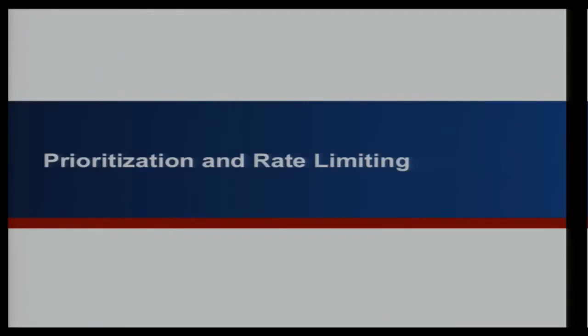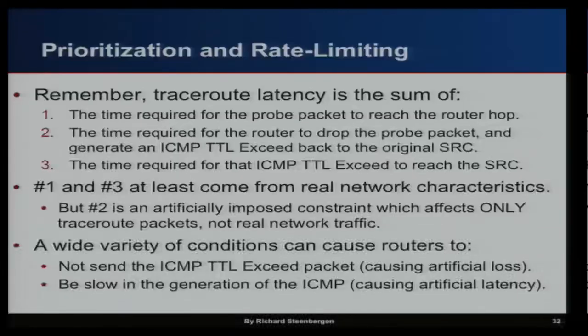So the next big thing we get into when we're interpreting traceroute results is prioritization and rate limiting. And remember that I said the traceroute latency is the sum of the time that it takes for the probe packet to go out, the time required for the router to drop that packet and send back its ICMP, and the time for that ICMP to get all the way back to the source. So numbers 1 and 3 are real network characteristics that affect real packets, including things that are not traceroute packets. Number 2, on the other hand, is only affecting traceroute packets.